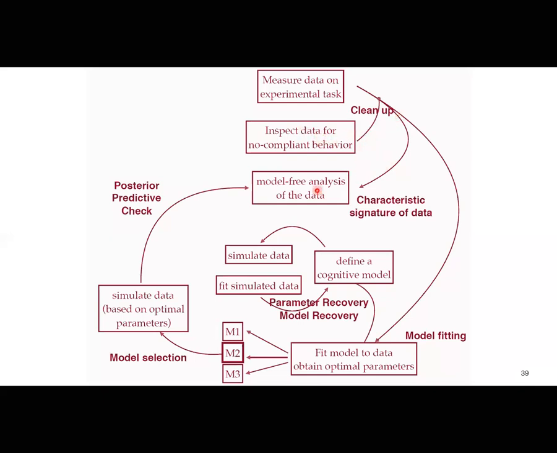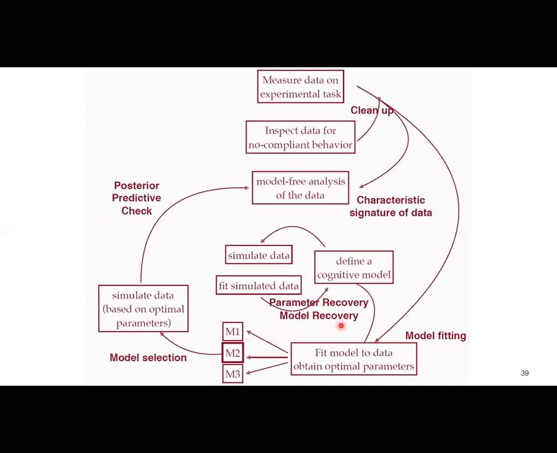And then after that, we do a model-free analysis of the data. For instance, calculate the choice accuracy, or the win-stay, lose-shift strategy I showed to you. Those are model-free analyses, analyzing the data without a computational model. And then after that, we feed the model to the data. Suppose we have models 1, 2, 3, and then we feed the models to the data.